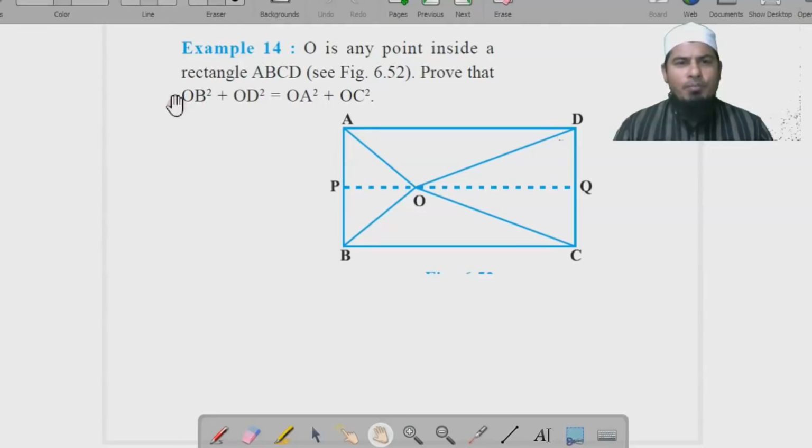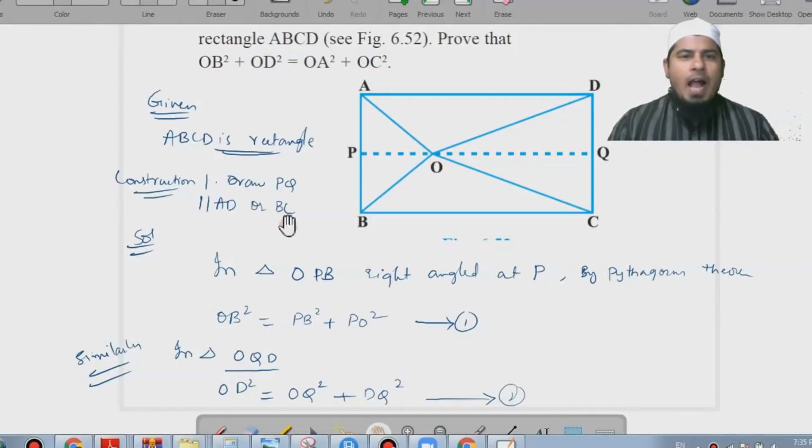We need to make these LHS with the help of Pythagoras theorem. Whatever the RHS terms you are getting, you will simplify to get the answer. Let us see the statement now. So, applying Pythagoras theorem to get LHS, OB square plus OD square.